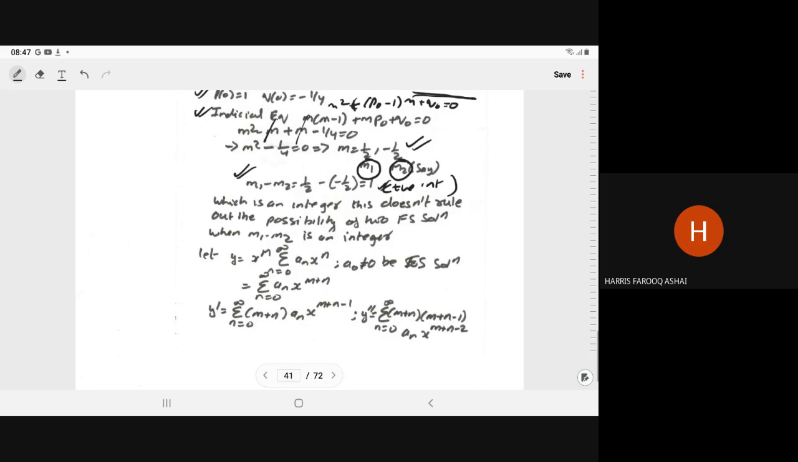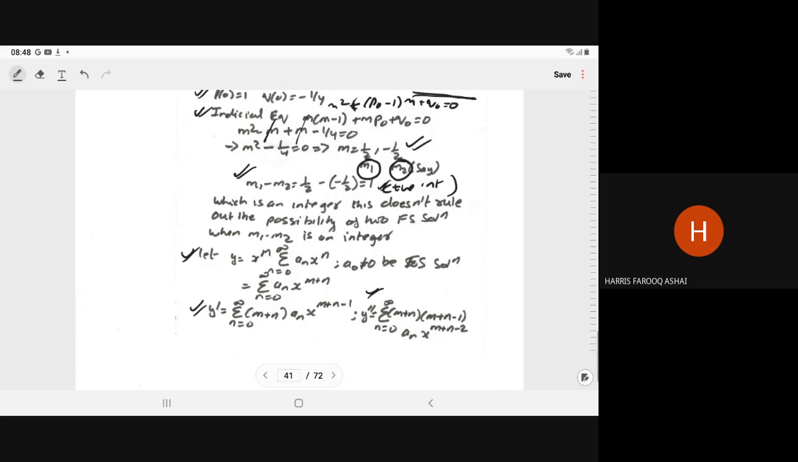So now we compute the first Frobenius series solution. The first Frobenius series solution always exists for the bigger root, so we will compute it for m is equal to half. For that, let y is equal to x to power m summation a n x to power n be the Frobenius series solution of the given equation. So we can compute y dash as summation a n (m plus n) x to power m plus n minus 1, and y double dash as summation (m plus n) into (m plus n minus 1) x to power m plus n minus 2.